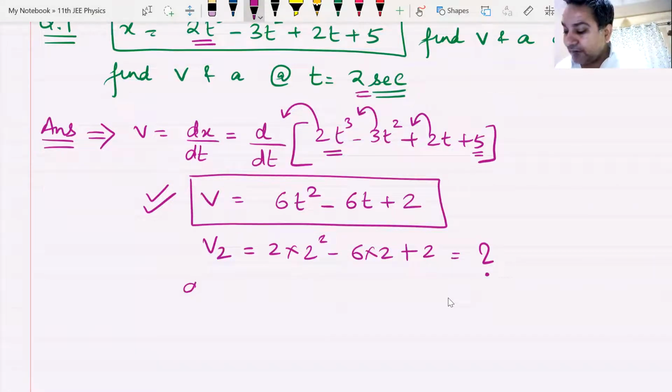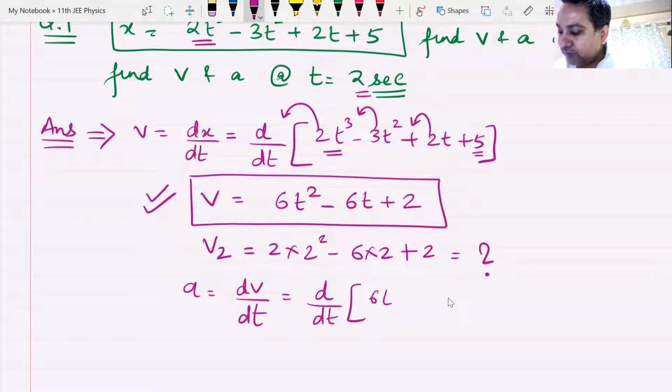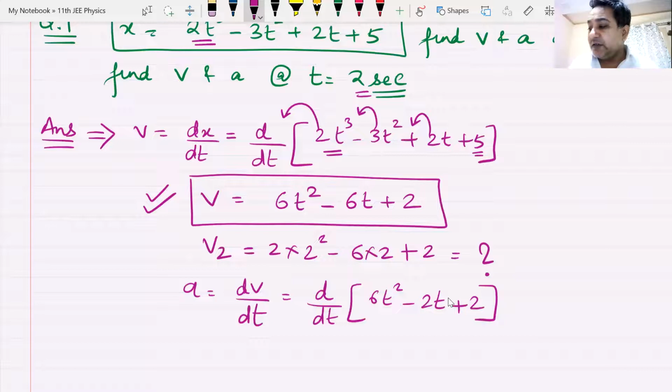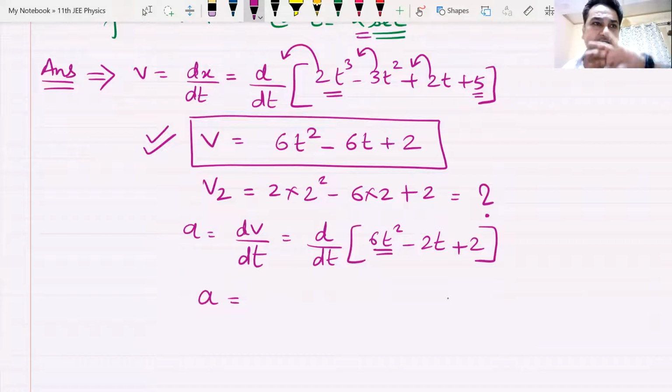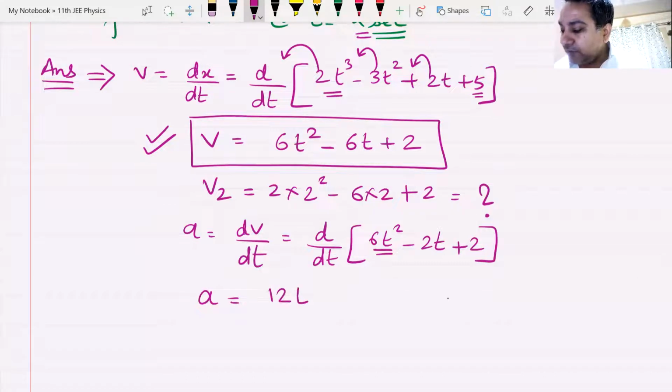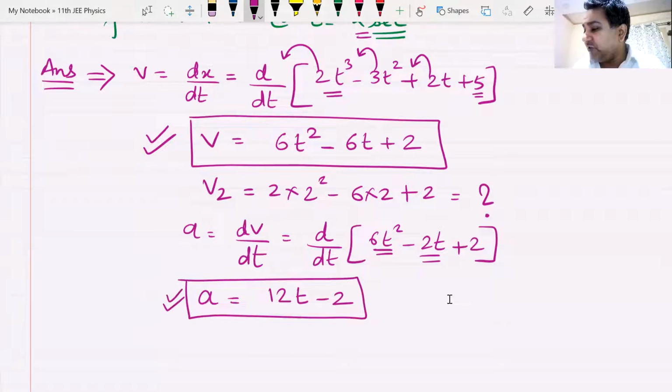Now I have to find out acceleration as a function of time. Acceleration is dv by dt. So we find it out as d by dt of 6t square minus 6t plus 2. I just find the derivative of this. So acceleration becomes derivative of 6t square: 6 jumps out, derivative of t square is 2t, 6 into 2 is 12, so 12t. Derivative of minus 6t: minus 6 jumps out, derivative of t is 1, so it becomes minus 6. So this becomes my acceleration as a function of time.